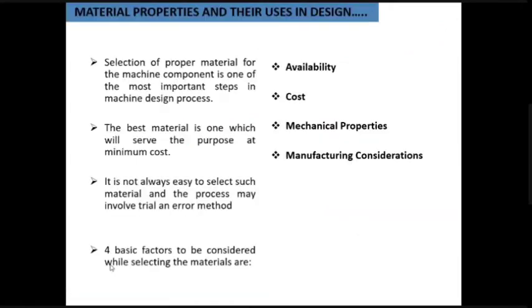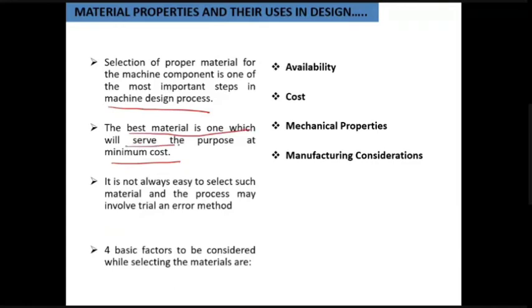Chalo. So, material properties and their uses in design. These are the four criteria from which we are selecting the material. Selection of proper material for the machine component is one of the most important steps in the machine design process. I will say that rather it is the first step, selection of material. The best material is one which serves the purpose at minimum cost.